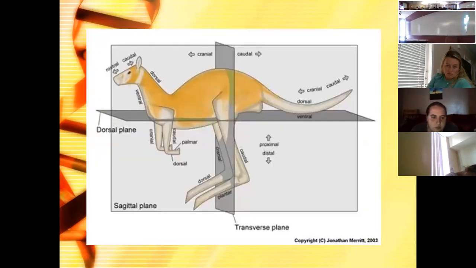For some unknown reason, I have no idea why your textbook decided to use a kangaroo. Kind of weird, kind of bizarre. I gotta remember to bring one of my stylets in here.